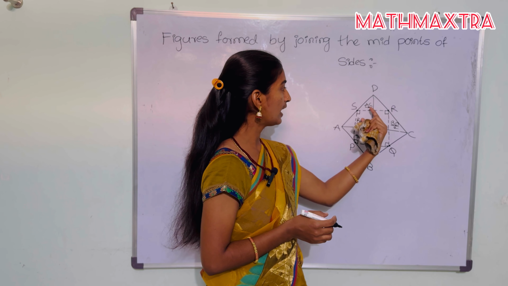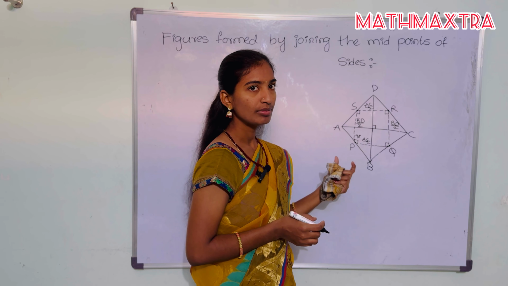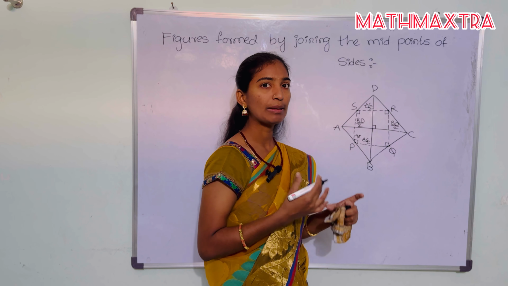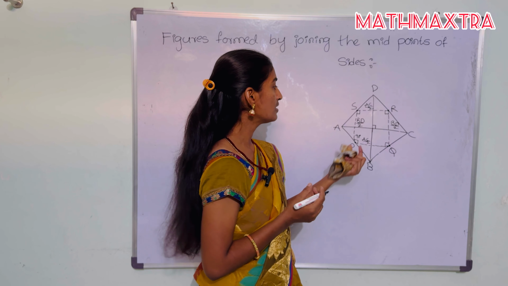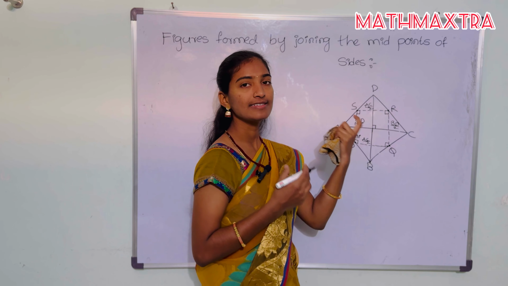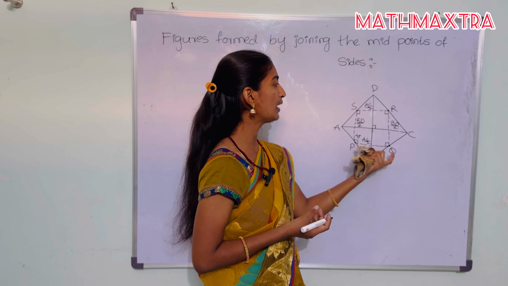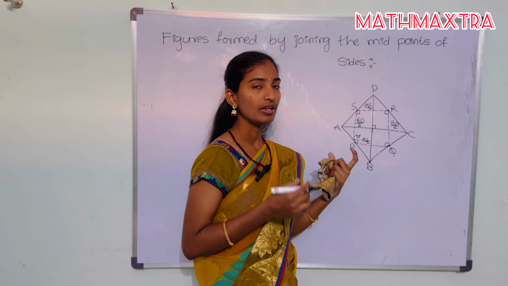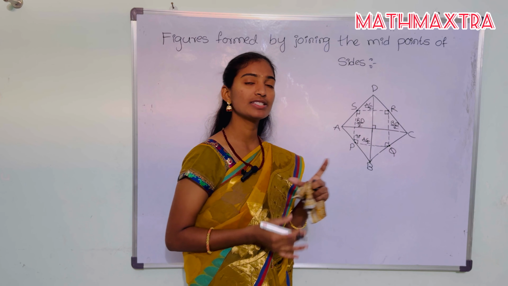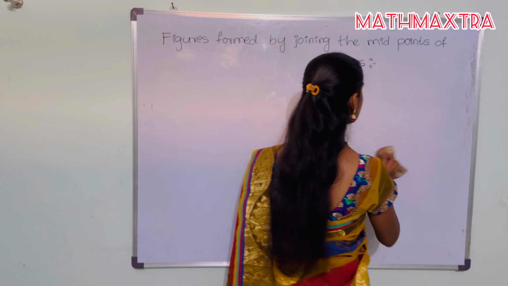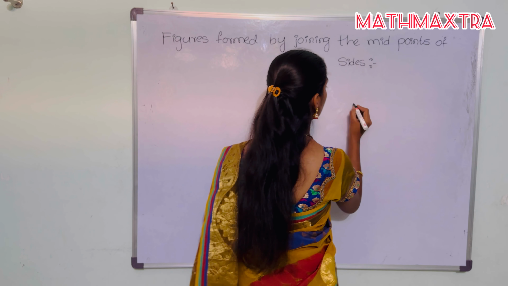We don't know whether AC is equal to BD because in the rhombus we can't say that diagonals are equal in length. They may or may not be equal. That is why we don't know whether AC is equal to BD. So we can say simply this PQRS is a rectangle. If you join the midpoints of the sides of a rhombus, you will always get a rectangle. Next case is a square.